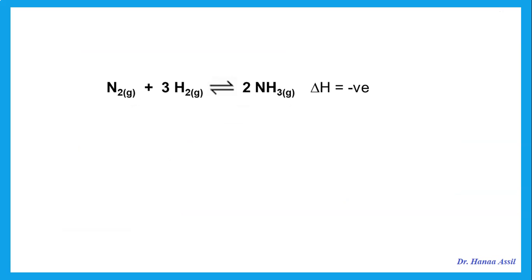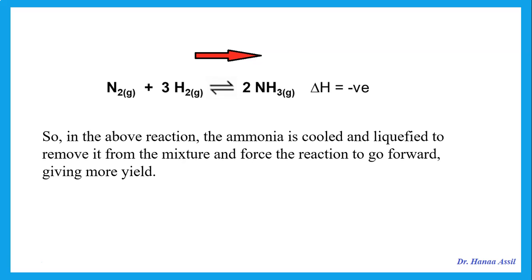So for this reaction, for the Haber process, if I want to go forward, the ammonia is cooled and liquefied to remove it from the mixture as it is formed. So every time it forms ammonia, I cool it and remove the ammonia, this will form a liquid and it will be removed from the reaction. Then the reaction will try to make more ammonia. This forces the reaction to go forward, and this gives more yield of ammonia.